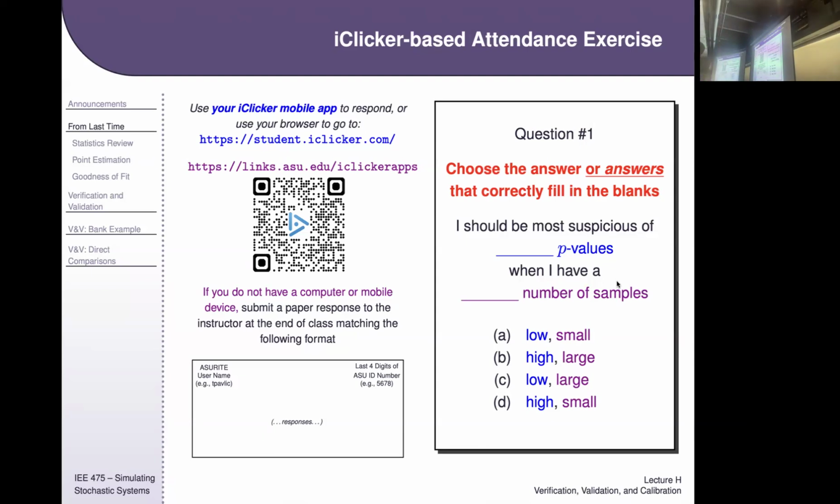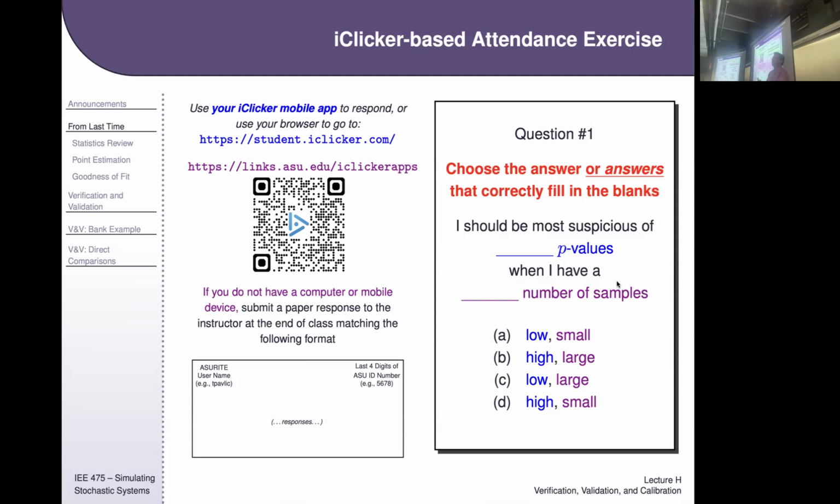Well, how many people... I could look at the results here, maybe, but how many people think you should be more suspicious of high p-values when you have high amounts of data? How many people think you should be suspicious of high p-values when you have low amounts of data? All right. So there's a little bit more of a tip towards low amounts of data. And that's what I'm looking for here, actually.